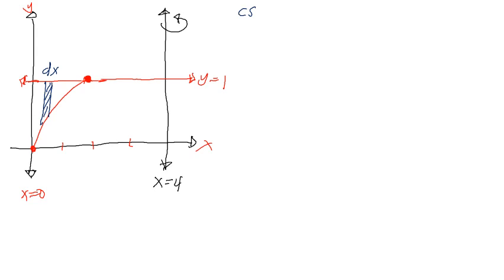In the cylindrical shell method, we also need to define our length. The distance from the y-axis to the strip is x. The distance from here to the axis of rotation is 4, so 4 minus x is the distance of this.